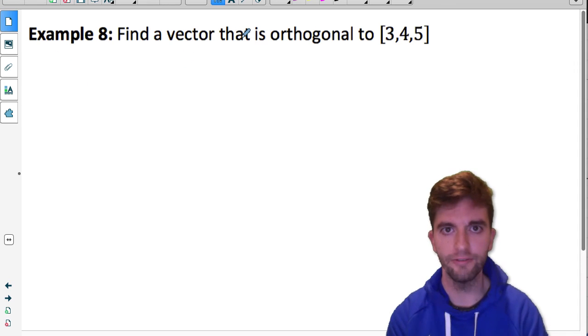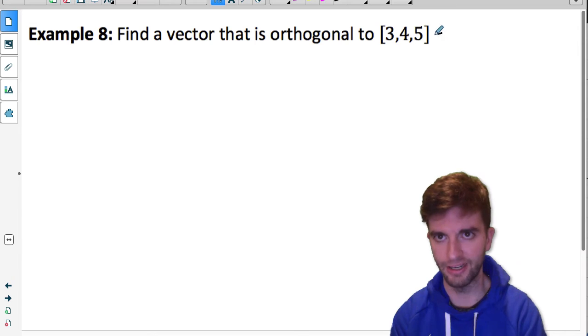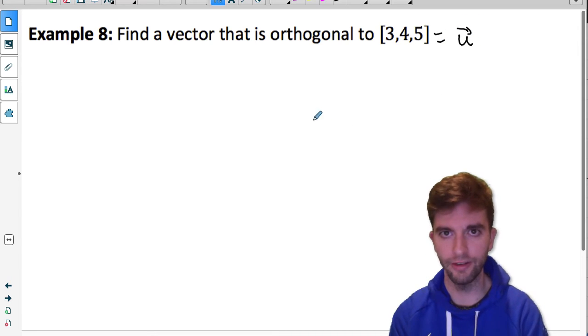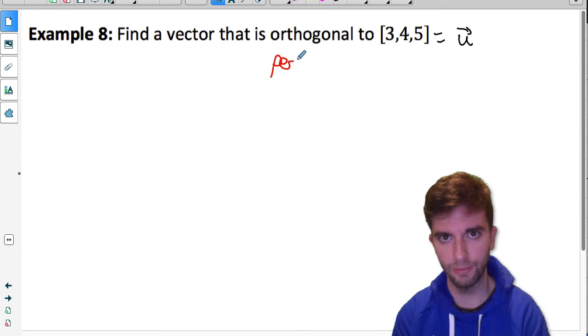Example 8 says find a vector that is orthogonal to the vector 3, 4, 5. And I didn't even give this vector a name. Let's call this vector u. So let's find a vector orthogonal to that. Orthogonal, that's a fancy word that means perpendicular.